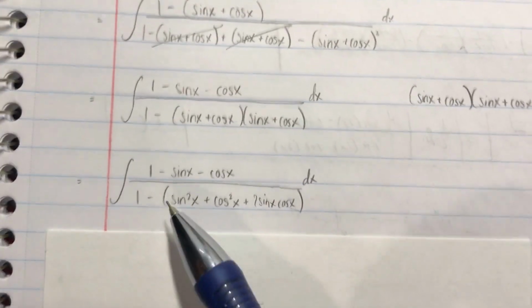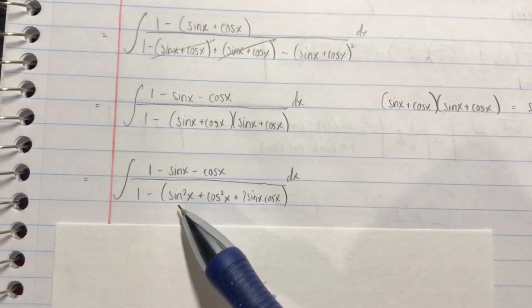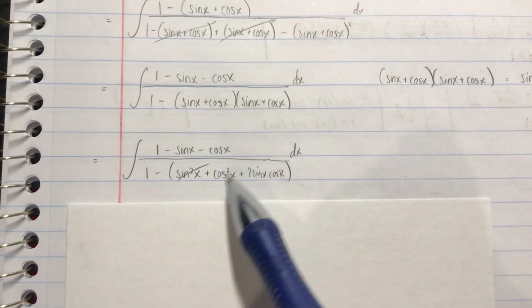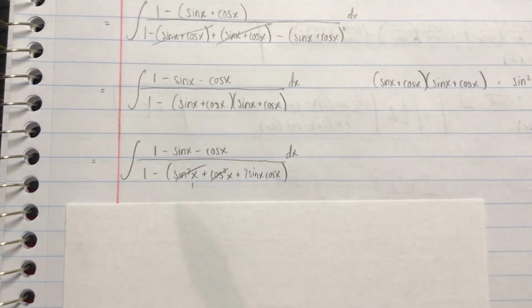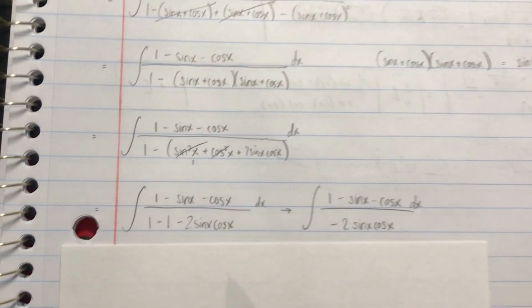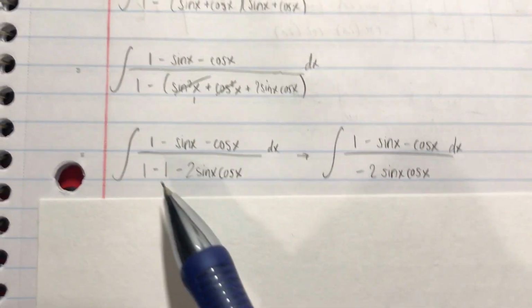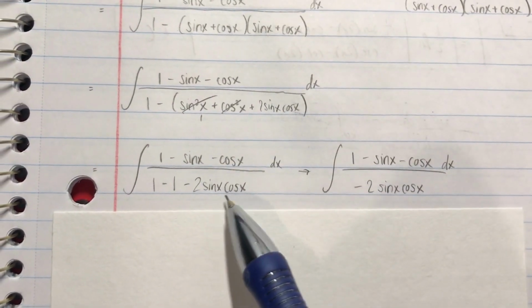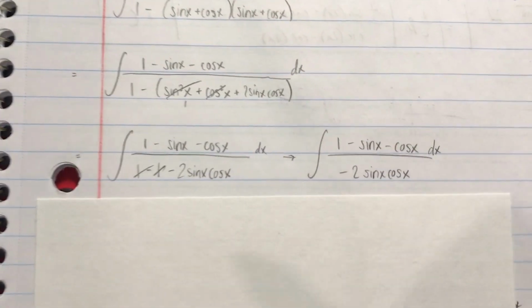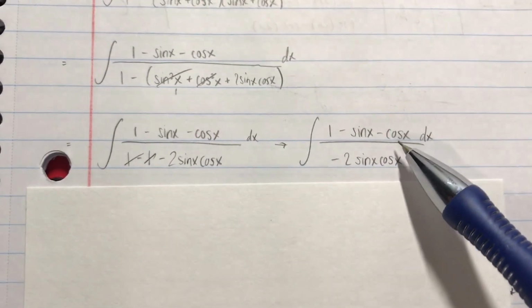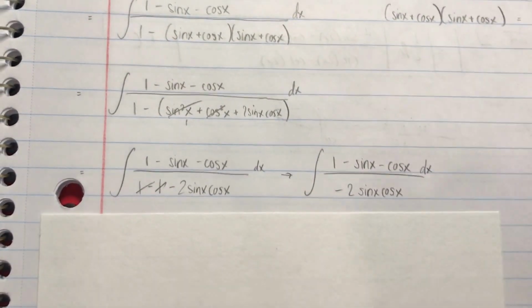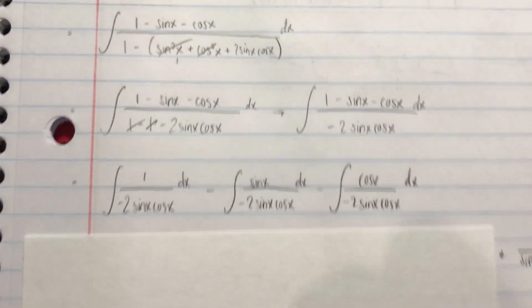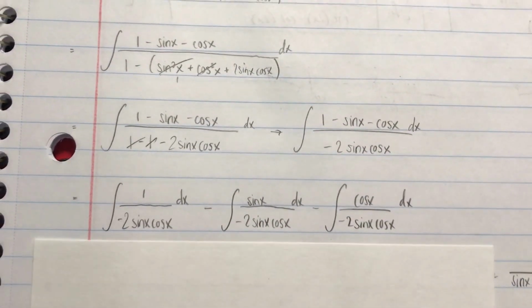So we want to keep in mind that the negative sign is still carried over from the previous step. On the inside, we can cancel these two terms, and we're left with 1 minus 1 plus 2 cosine x sine x. When you do all this work, you get 1 minus 2 sine x cosine x. These two cancel, and you're left with 1 minus sine x minus cosine x over negative 2 sine x cosine x. At this point, we want to break apart the integral into three different integrals.